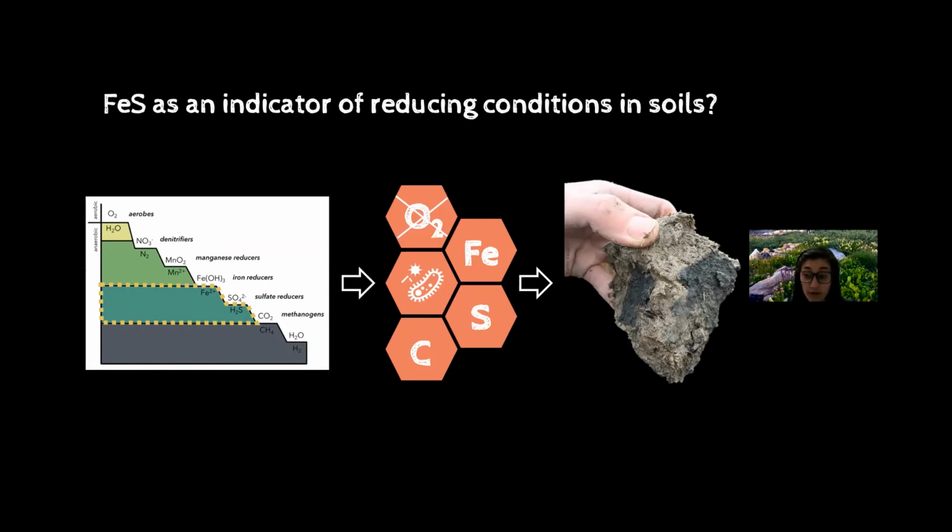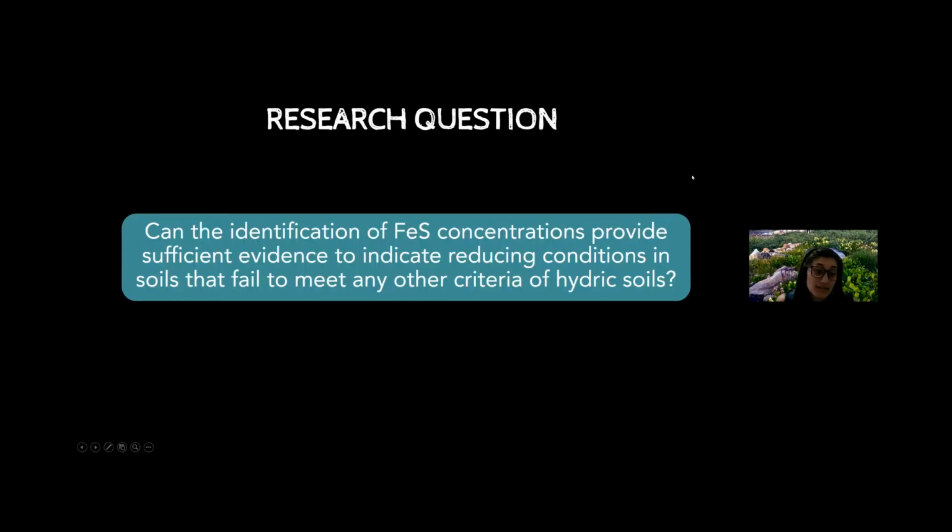Very distinct morphologies. However, in these freshwater or salt-affected systems that are more inland, they're less common. So this led us to question, can the identification of iron monosulfide concentrations provide sufficient evidence to indicate reducing conditions in soils that fail to meet any other criteria for hydric soils? And this is where I should mention, within that white field guidebook, there is no mention of iron monosulfides in any form of the vocabulary or any indicators as it currently stands.